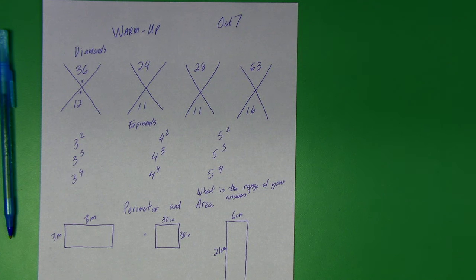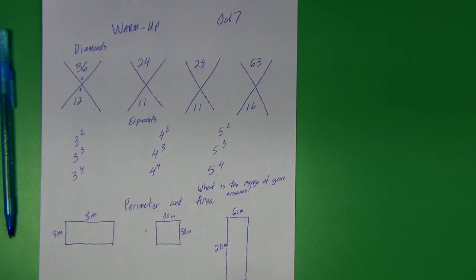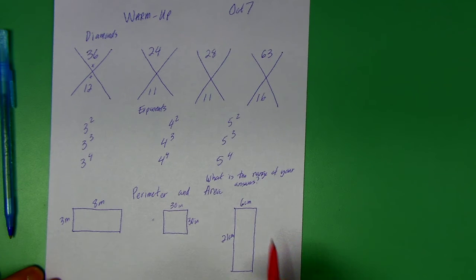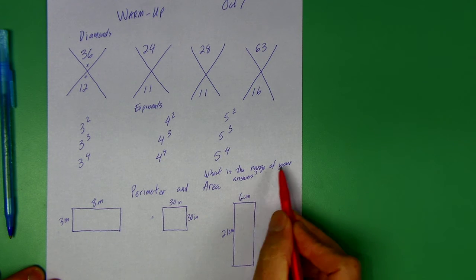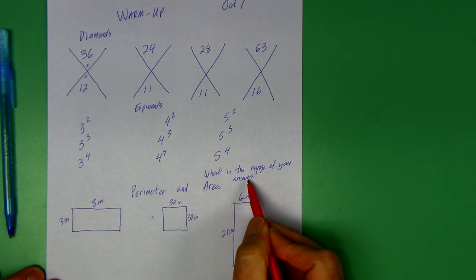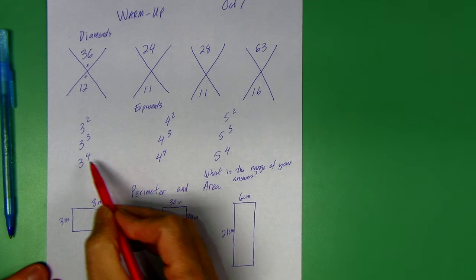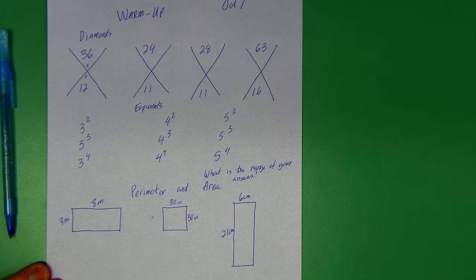Okay, looks like there's some more diamonds there, more exponents, and a little review of the perimeter and area, right? We did earlier in the year. And this question over here, what is the range of your answers? What that means is on these 9 exponent problems, I want you to figure out what the range is, okay?